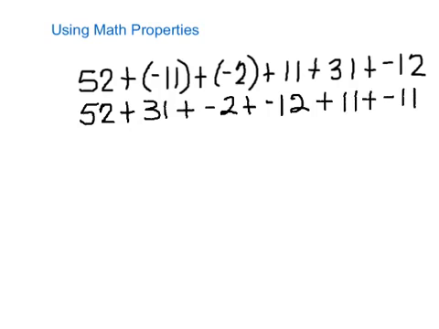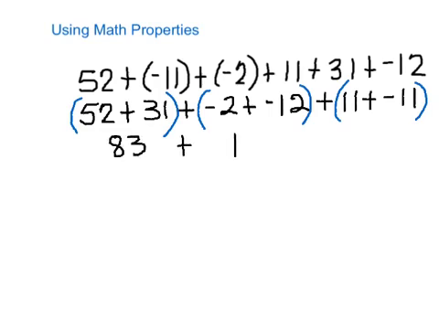I'm going to group the ones that I want to add together using my associative property. So I want to group the ones that have the same signs, and I want to group the opposites and add each of the groups. Now I'm not looking at one big problem, I'm looking at three small problems that are easy to add. So this one is 83 plus this one is 14, and it keeps the negative sign, and 11 plus a negative 11 is going to be 0.